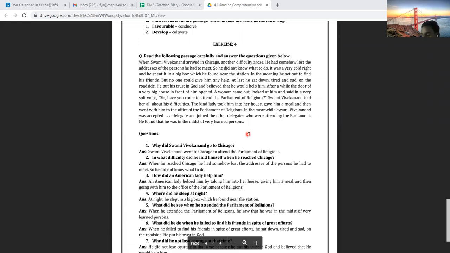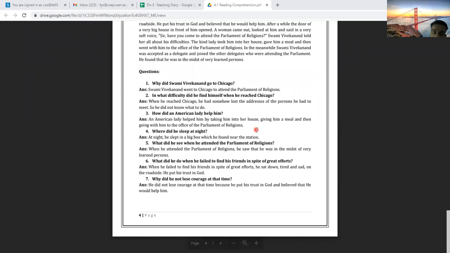Then there is paragraph number 4. This is about Swami Vivekananda, and you just read this passage. Passages are very short. You can go through these passages and try to find out answers. So only 4 paragraphs are given here, and with these 4 paragraphs, you prepare for this ISC second.